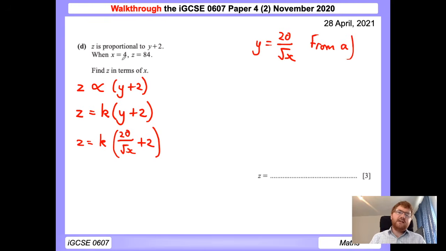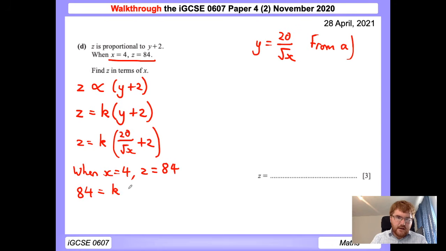Now at this point, I can actually work out my new constant k using the initial conditions. So when x is equal to 4, z is equal to 84, and we just work through the algebra. So 84 is equal to k, open brackets, 20 over root 4, which is 2, so 20 divided by 2 is equal to 10. Use your calculator at any point here.